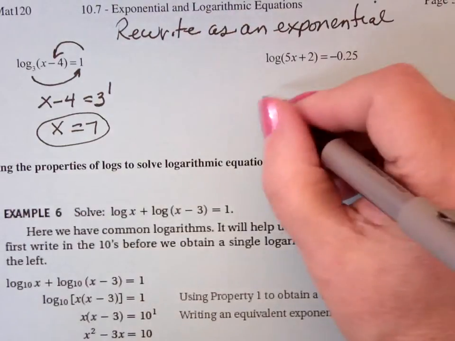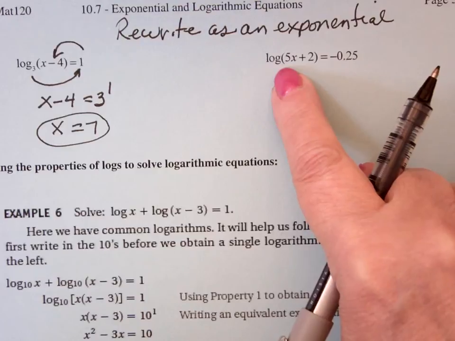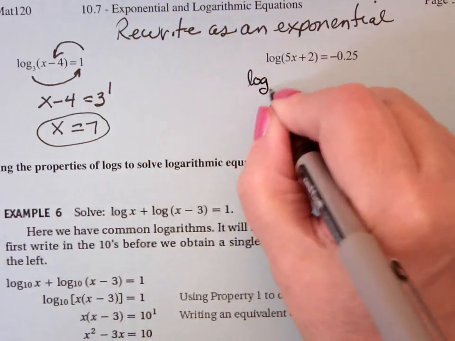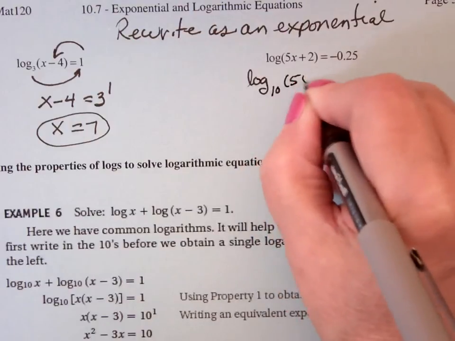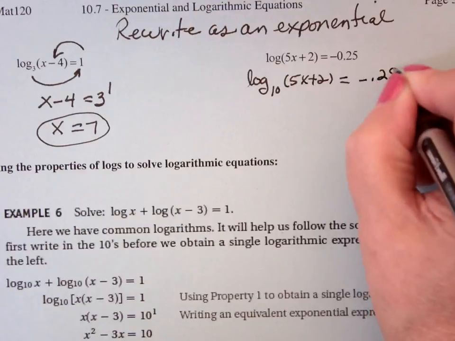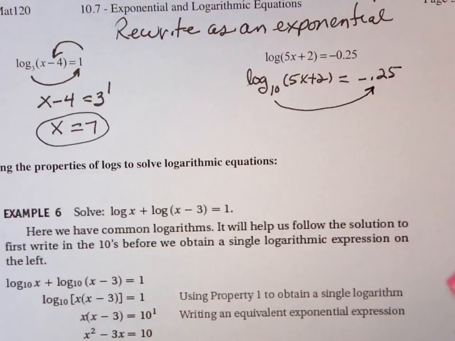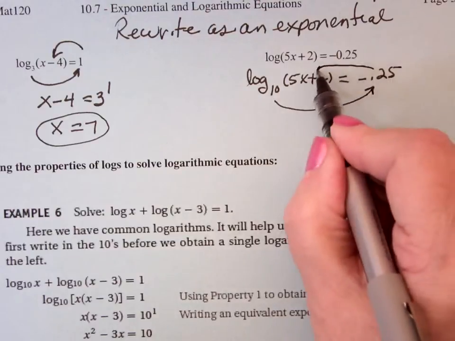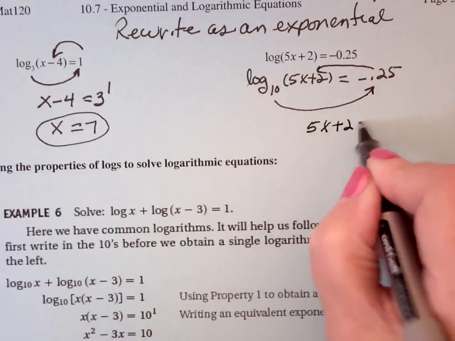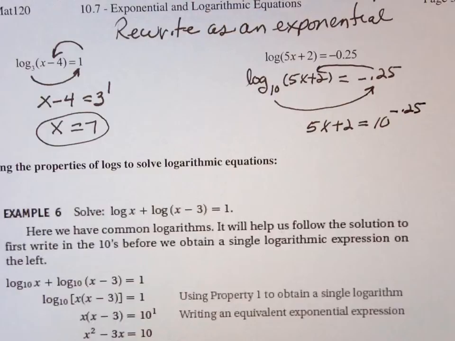Now here's going to be a key here. When you're working with this, I don't see a base, but there is a base. What is the base? 10. So you rewrite this as log base 10 of 5x plus 2 equals negative 0.25. Now 10 to the negative 0.25 is equal to the argument. So 5x plus 2 equals 10 to the negative 0.25.